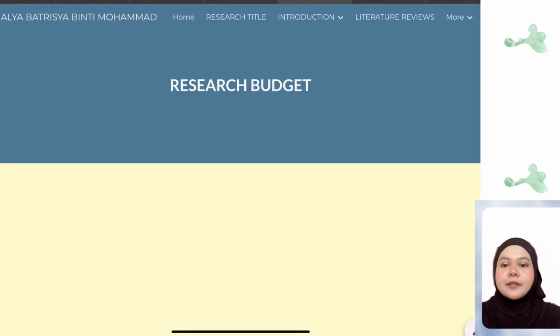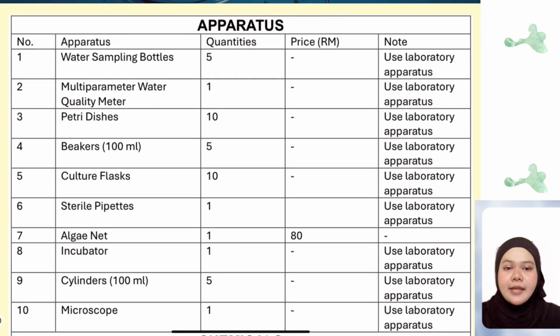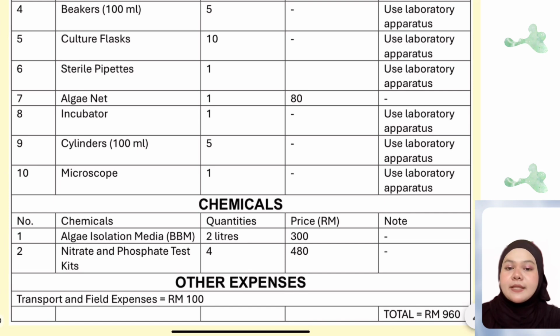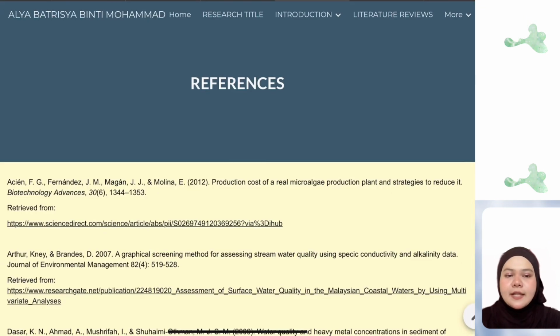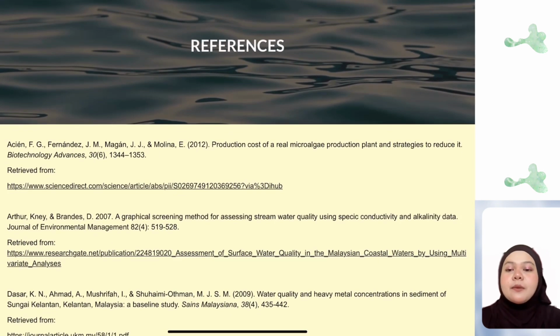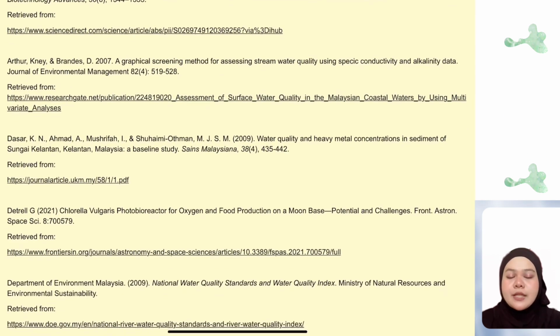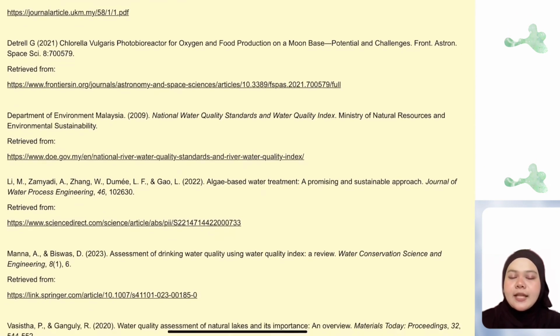The overall budget for this research is 960 ringgit, including apparatus, chemicals, and other expenses such as transport and field expenses. There are various sources of references that were needed as additional information to conduct this mini project. For example, additional information was received from Google Scholar, ScienceDirect, Scopus, and more.